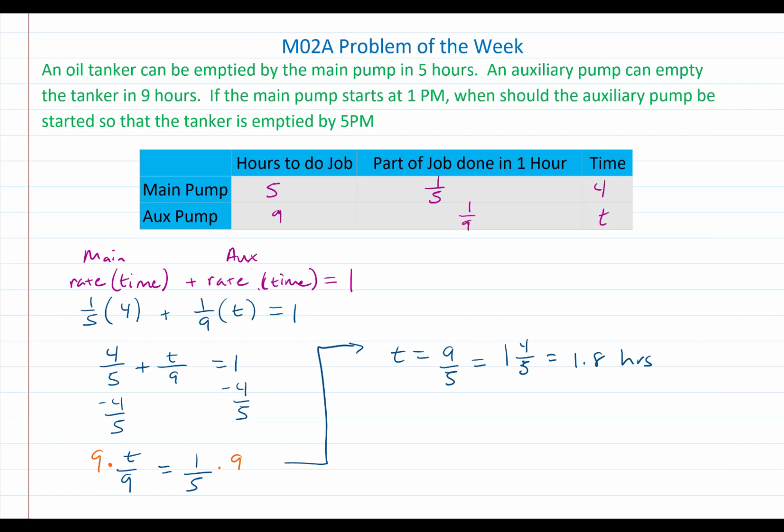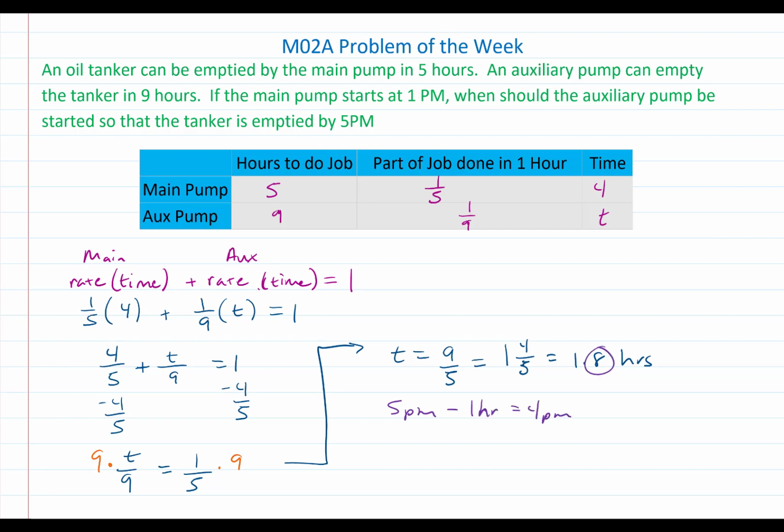So that's the first part. Now we have a time. That's how much time the auxiliary pump needs to be running in order to support the main pump to complete this job by 5 p.m. But at what time do we need to start the auxiliary pump? Well, to do that, we're going to work backwards from 5 p.m. We know that the time that this all needs to be complete is 5 p.m. I'm going to start by subtracting the 1 hour from 5 p.m., so that'll be 4 p.m.